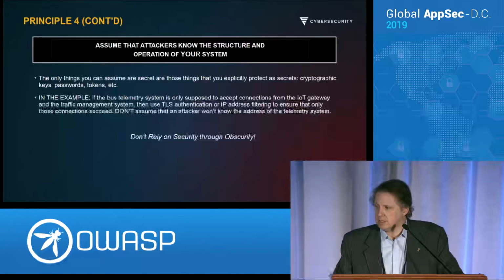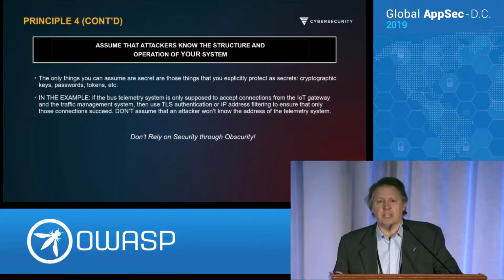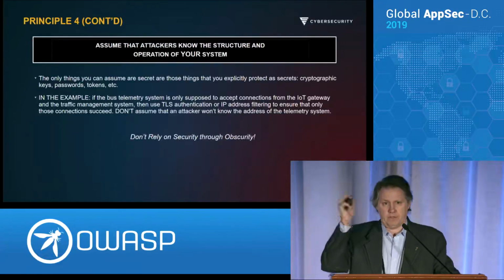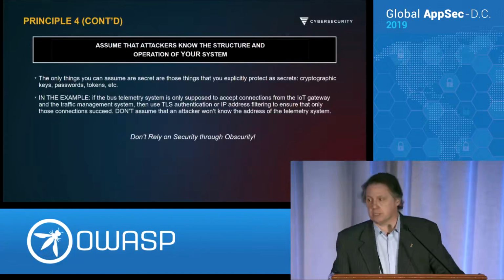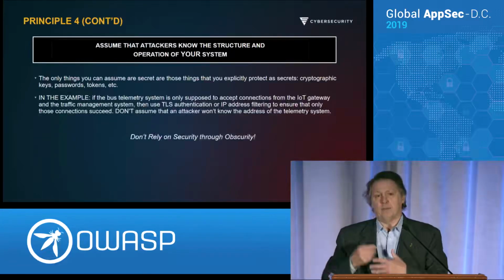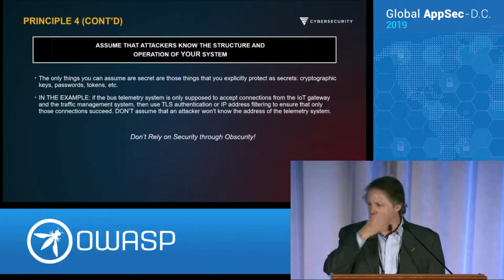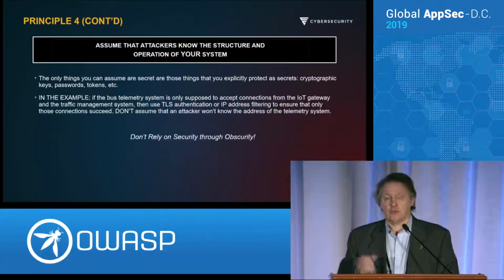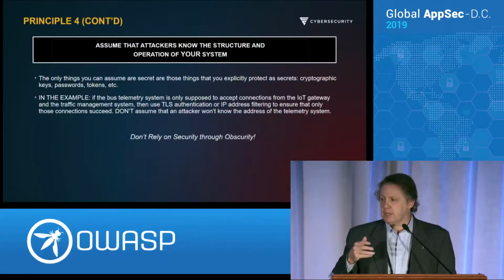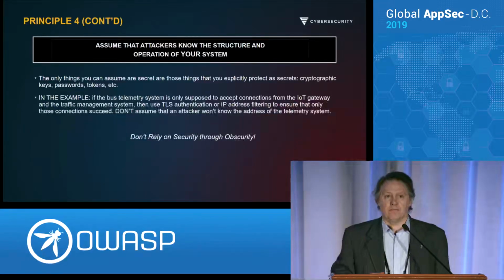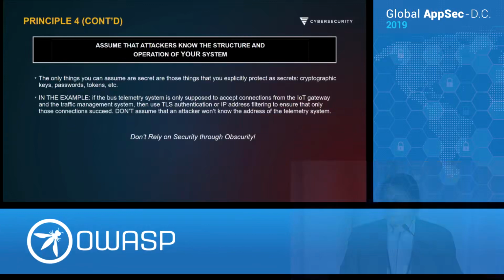that kind of stuff. So, for example, in the smart city system, if the bus telemetry ingest is only supposed to accept connections from the Internet of Things gateway, right, to receive the telemetry information from the buses, then that should be an authenticated interface. There are lots of mechanisms you can use to do that, to ensure that only the authorized connections succeed. Don't assume that the attacker just doesn't know where the telemetry goes, because they'll find out, and then they'll be able to inject false telemetry into your system.